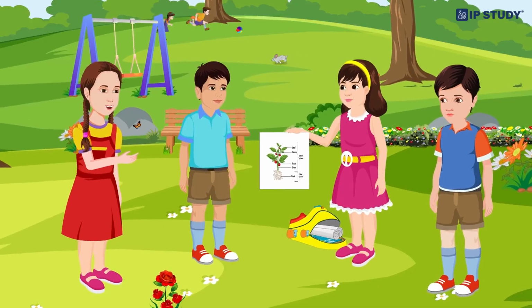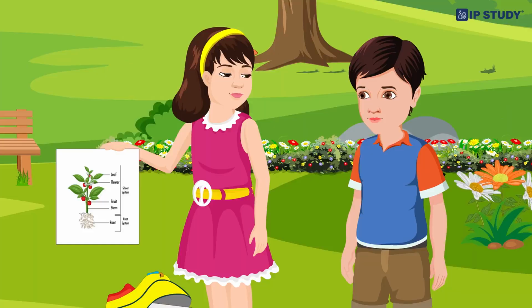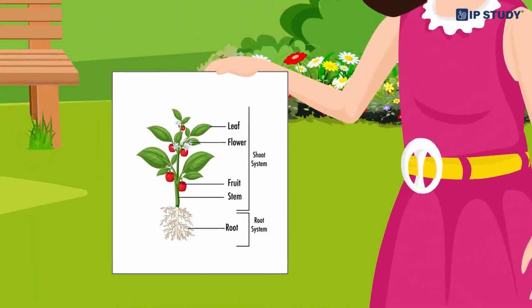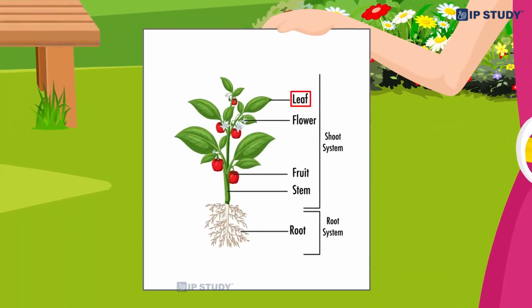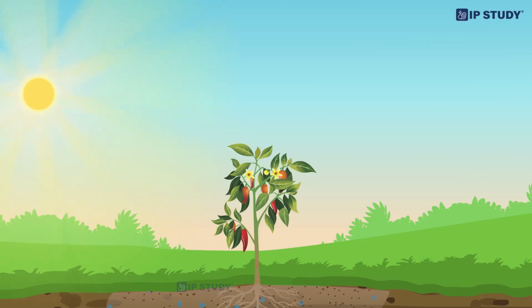What about plants that don't grow from seeds? Those reproduce asexually using vegetative parts like leaves, stems, and roots. For example, some plants reproduce through leaves. If a leaf falls and lands in the right conditions, it can grow into a new plant. It is the most common method of reproduction in plants.